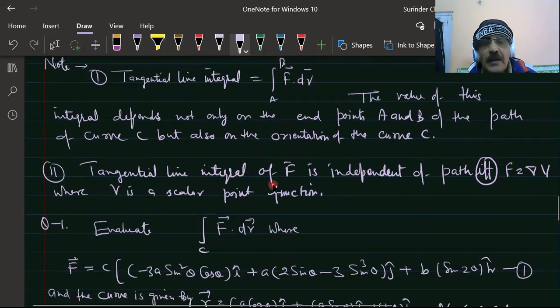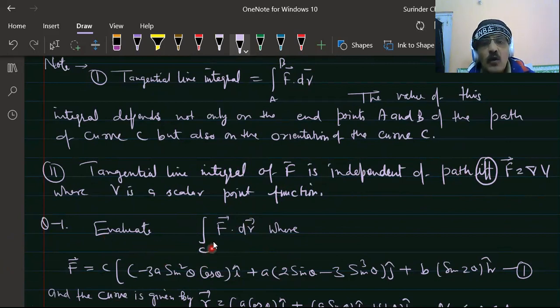The tangential line integral of F is independent of the path. When will it be independent of path? If and only if the vector F is a gradient of a scalar function. Now let's solve a problem based on this. The similar procedure I have discussed earlier will be used in every problem.